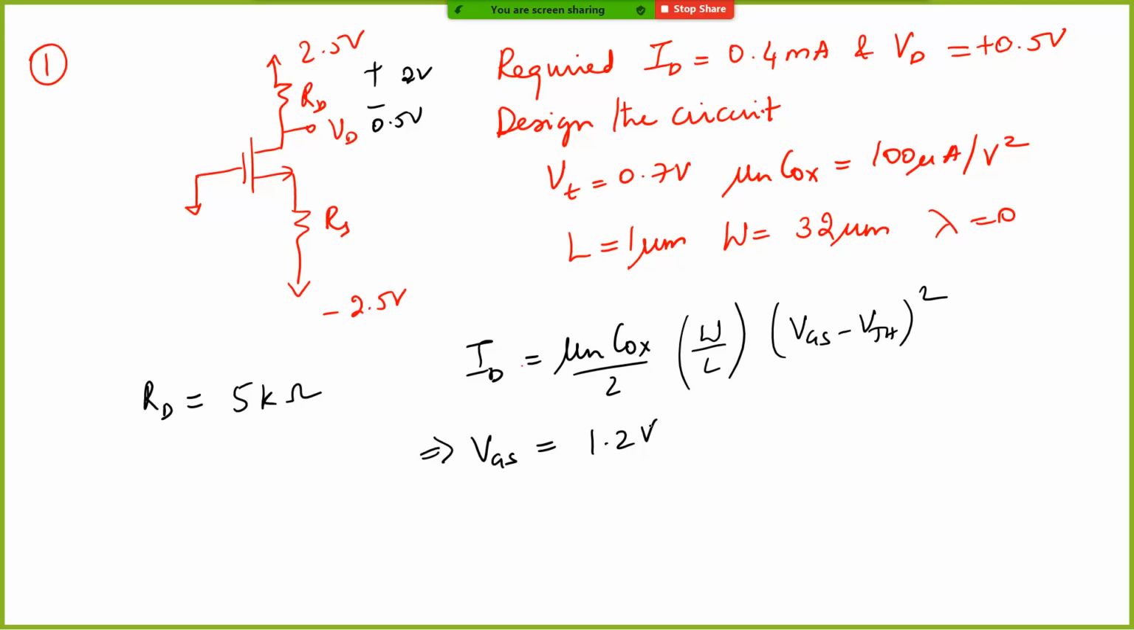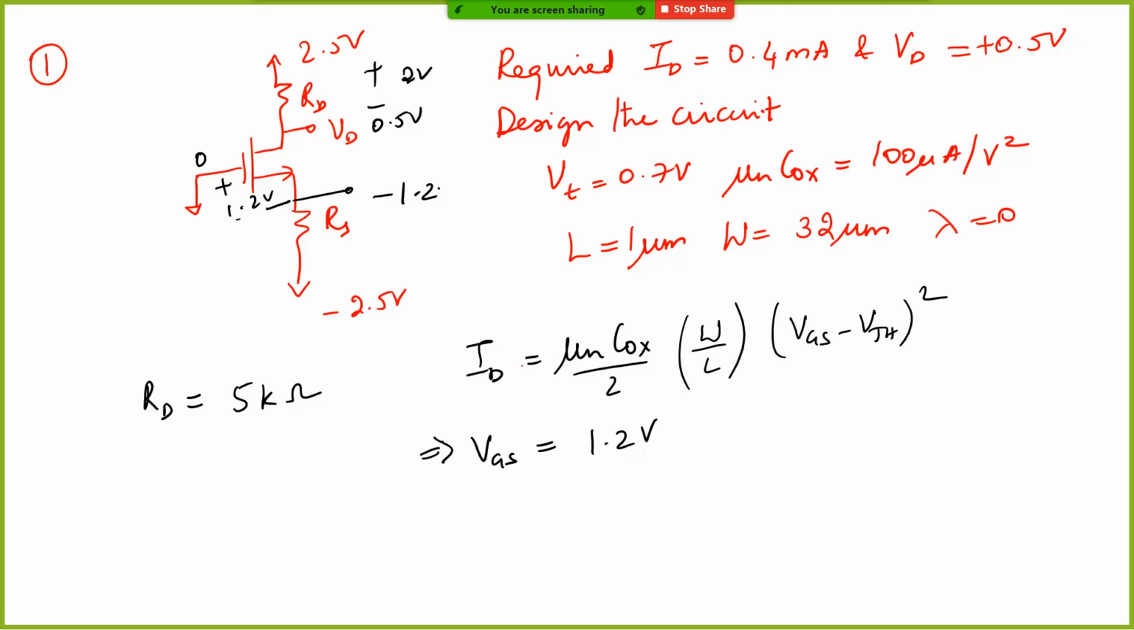And so the gate to source voltage is 1.2 volt. I hope all of you were able to get it, right? So what it basically means is that, since this is 0 volt, it needs 1.2 volt across the gate and the source, and therefore this node voltage is going to be at minus 1.2.